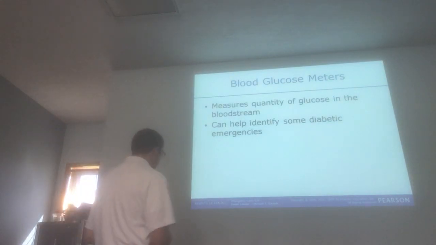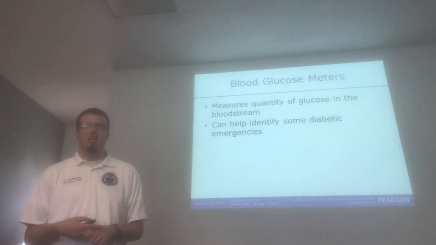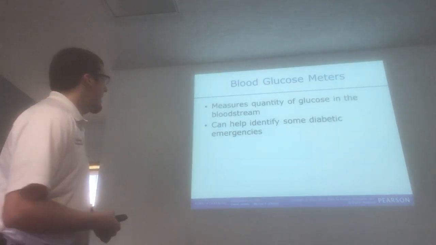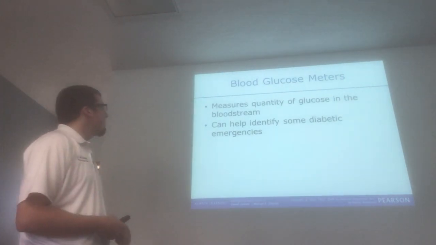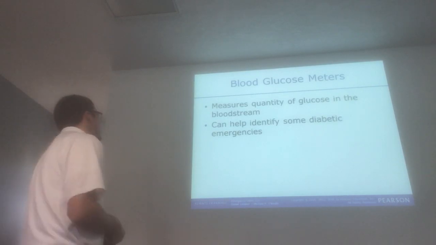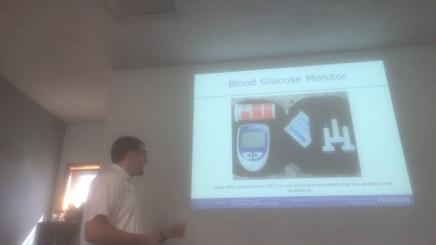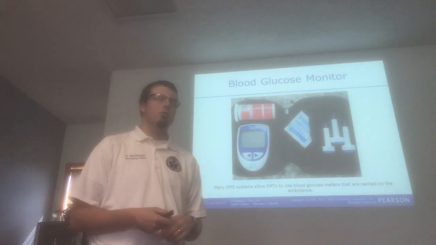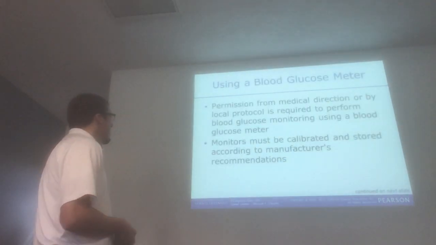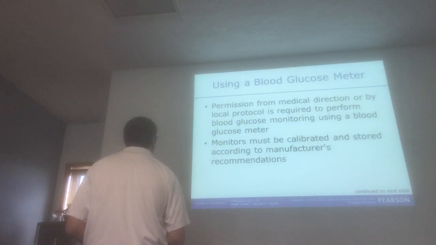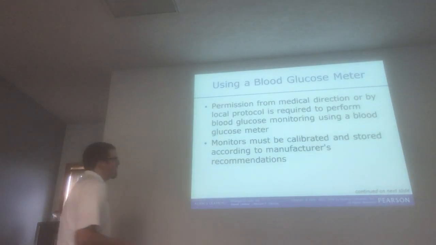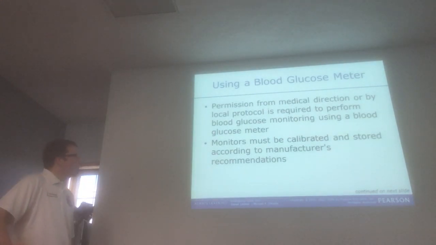Blood glucose. We're going to talk about more of this in class. We're going to do some blood sugar checks for fun in class. Everybody can poke each other. It measures the quantity of glucose in the bloodstream and can help identify some diabetic emergencies. So we'll be doing this at some point. Many EMS systems allow EMTs to use glucometers. We do allow our EMTs to use glucometers here at JCAT. To use a glucometer, we need permission from a medical director or a local protocol. It's required to perform glucose monitoring using a glucose meter. Monitors must be calibrated and stored according to the manufacturer's recommendations.